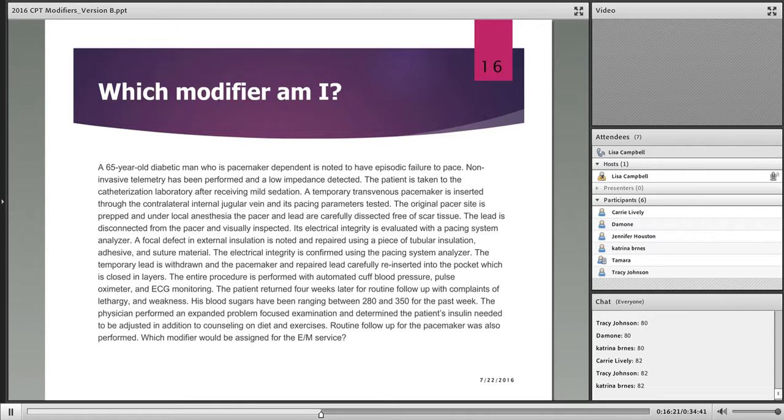The patient returned 4 weeks later for a routine follow-up with complaints of lethargy, weakness. Blood sugars are high, ranging from 280 to 350. The physician performed an expanded problem-focused exam and determined that the patient's insulin needed to be adjusted in addition to counseling on diet and exercises. Routine follow-up for the pacemaker was also performed.